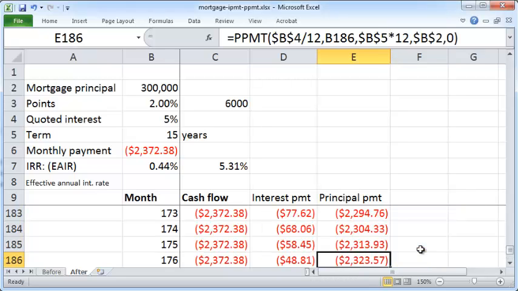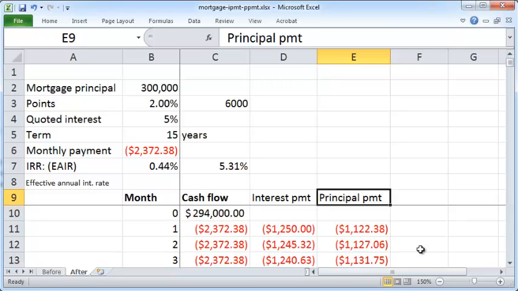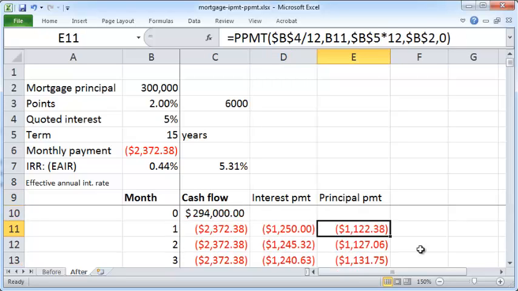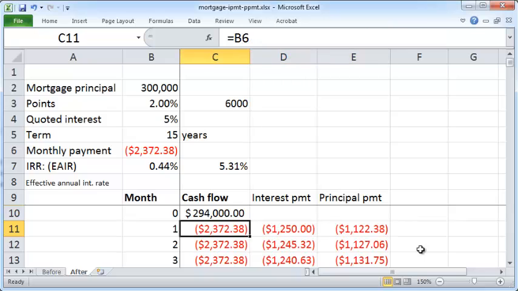So that's how you make use of the IPMT and PPMT functions to compute the interest payment and the principal payment for a set of fixed monthly payments, such as your home mortgage.